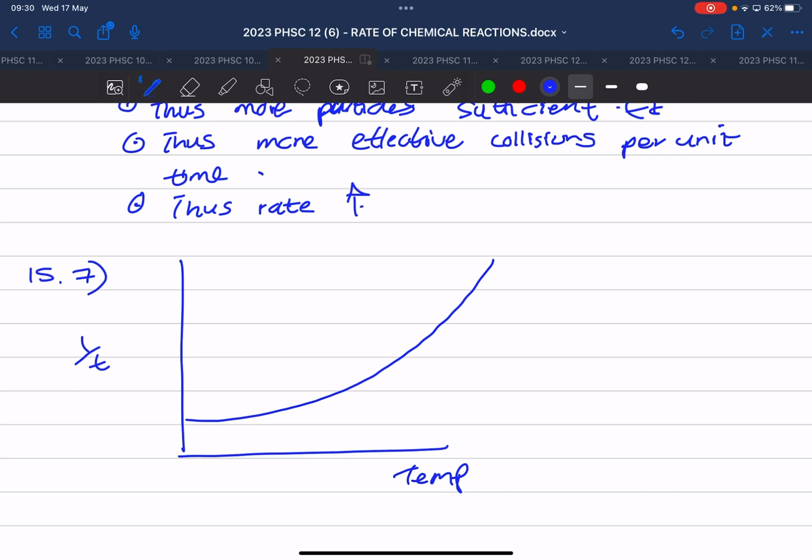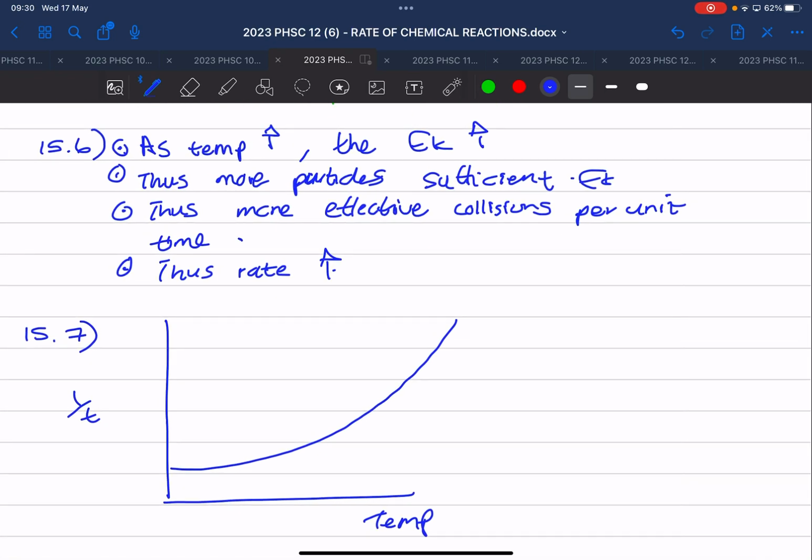So originally at the beginning we had 0.1 and now we have 0.2. What will happen to the rate? Increase. It will be faster. So now you are going to go faster, faster, faster.